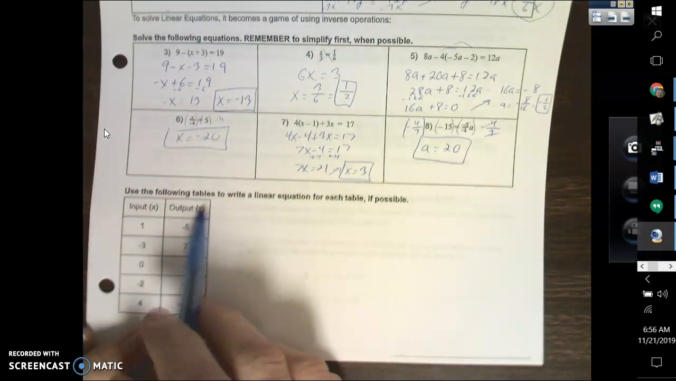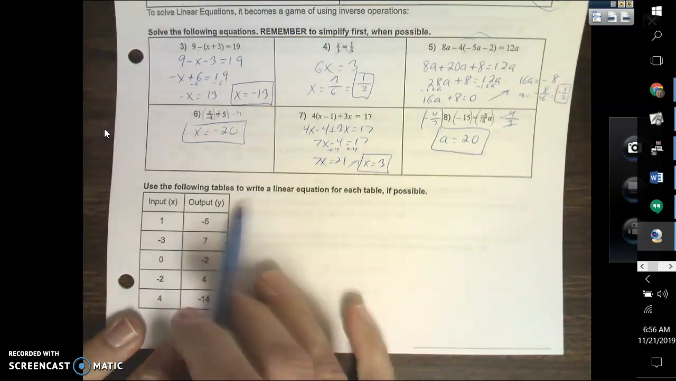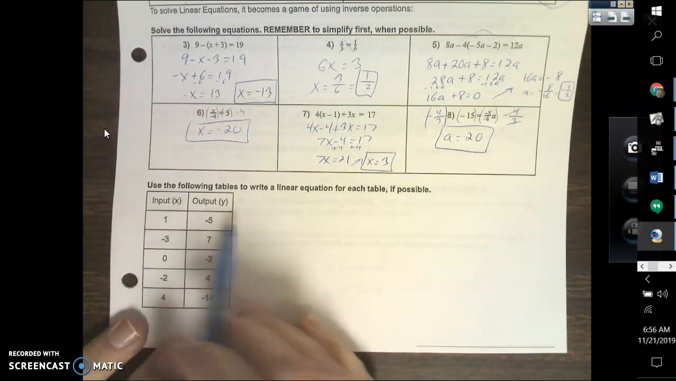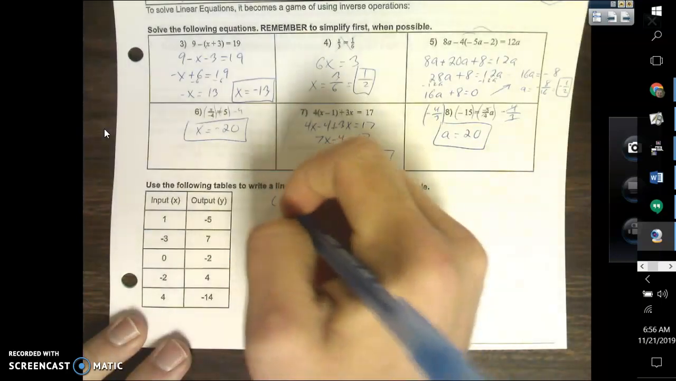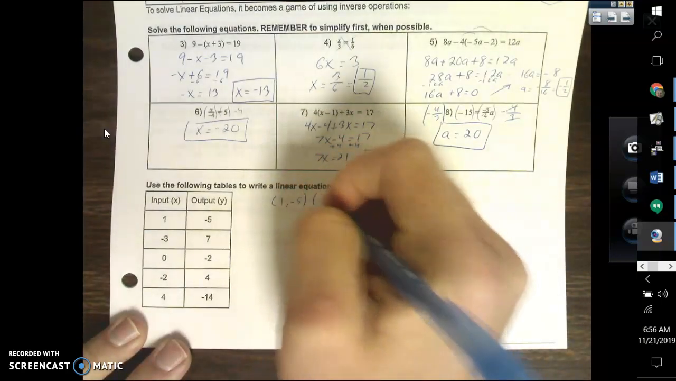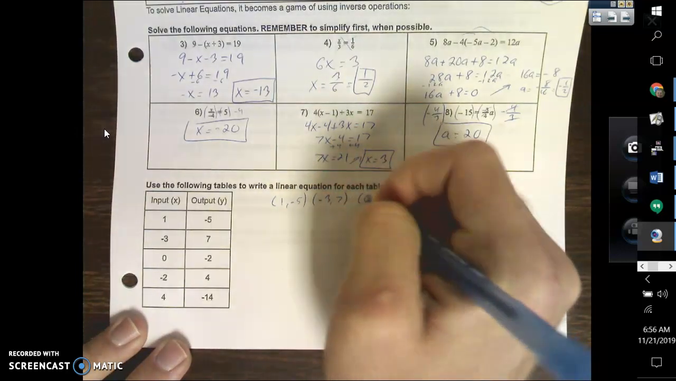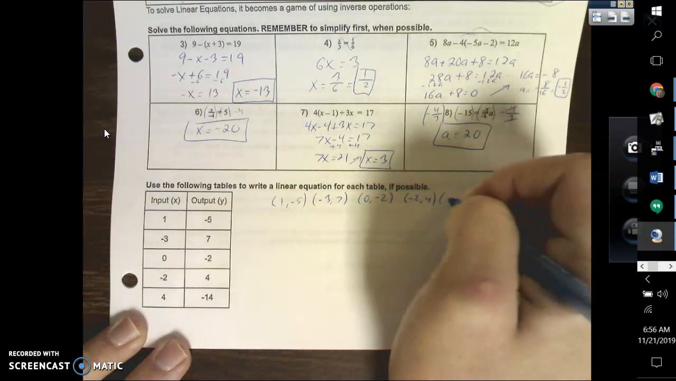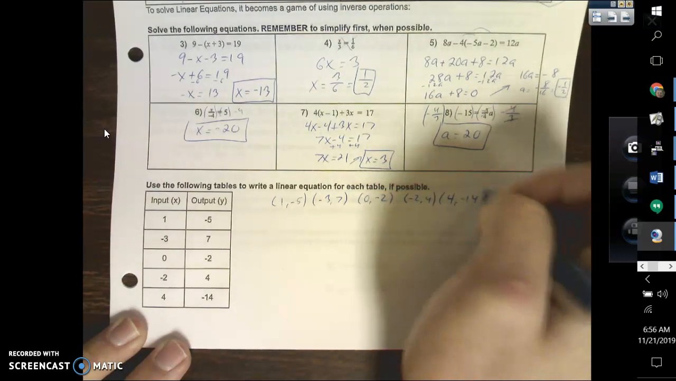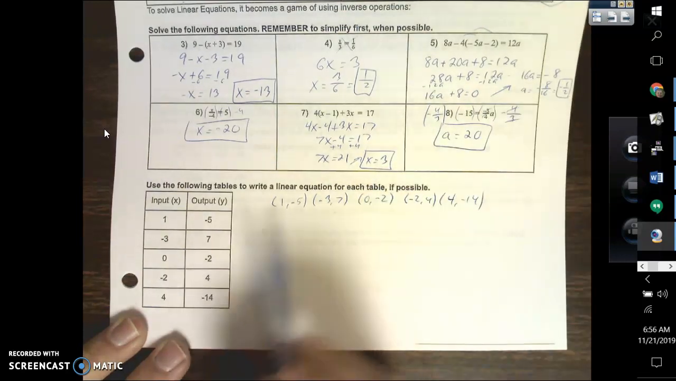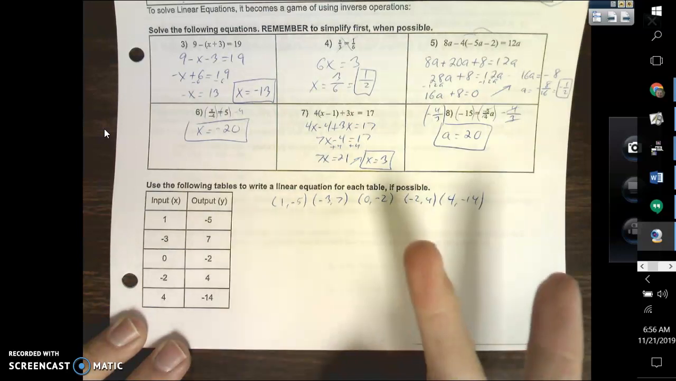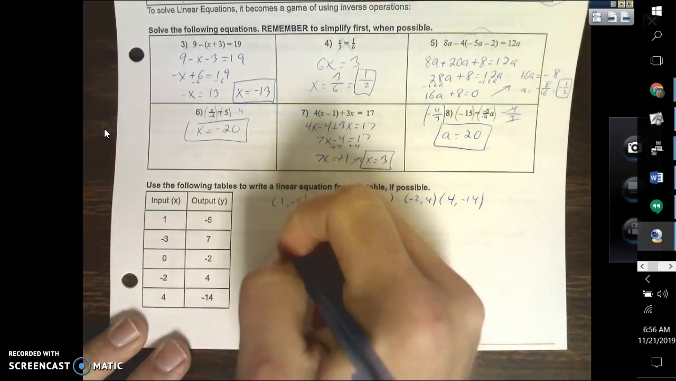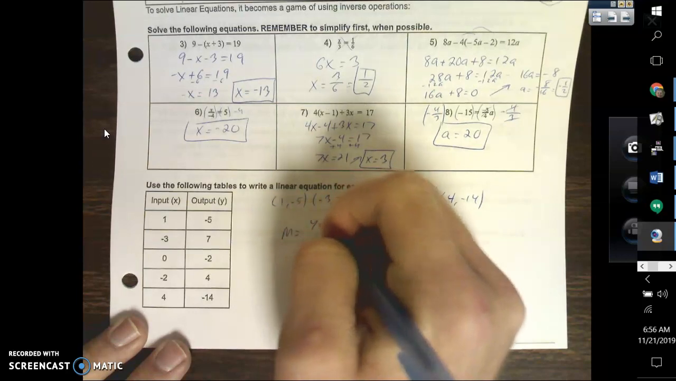Use the following tables to write a linear equation for each table if possible. Input, output, x, y. What this is saying here is that you have all of these points. This isn't really that important. I just want to show you guys in case anybody's a little confused. If you want to write a linear equation, you need two things. You need slope, you need y-intercept. Slope is this formula.